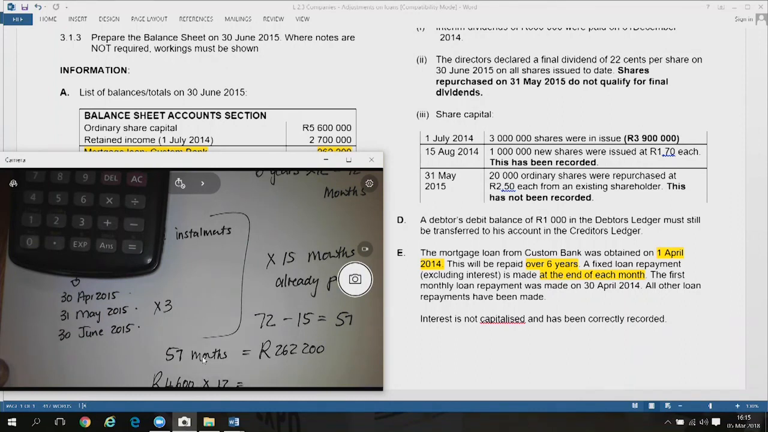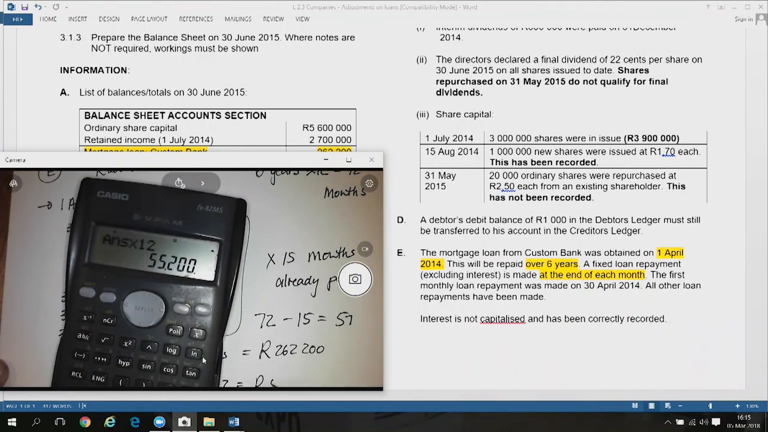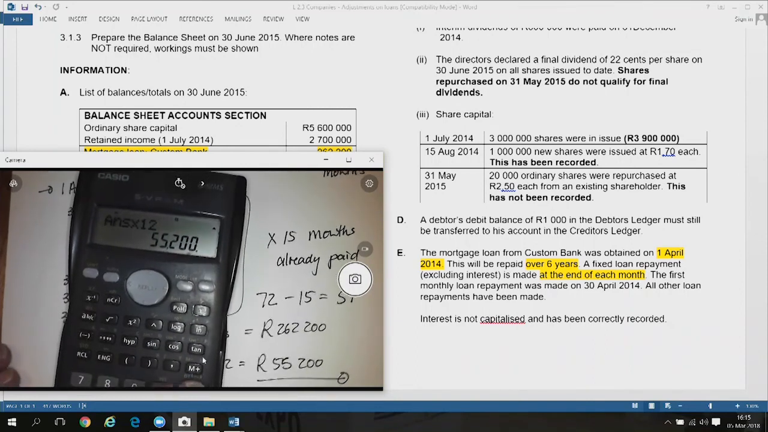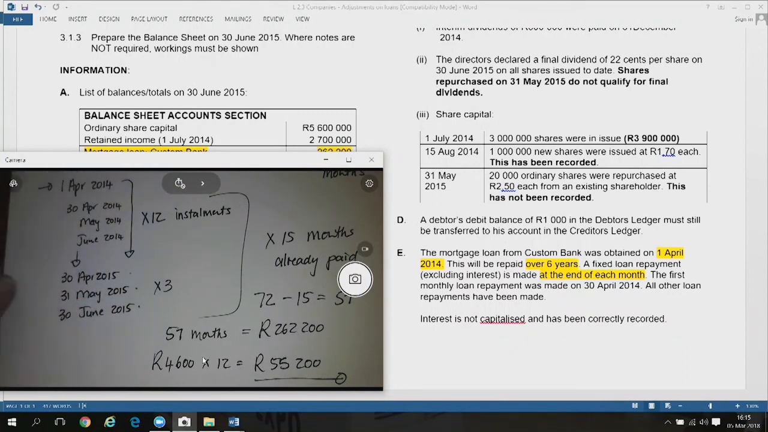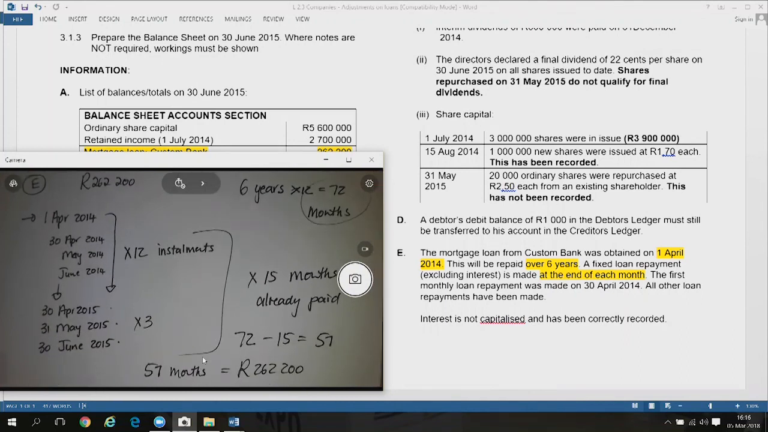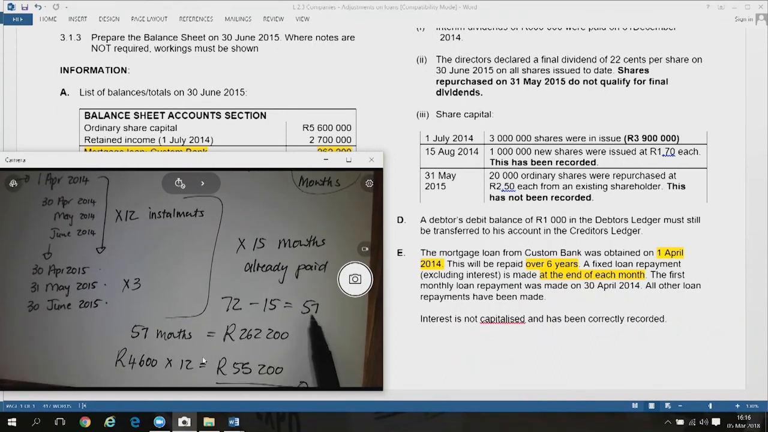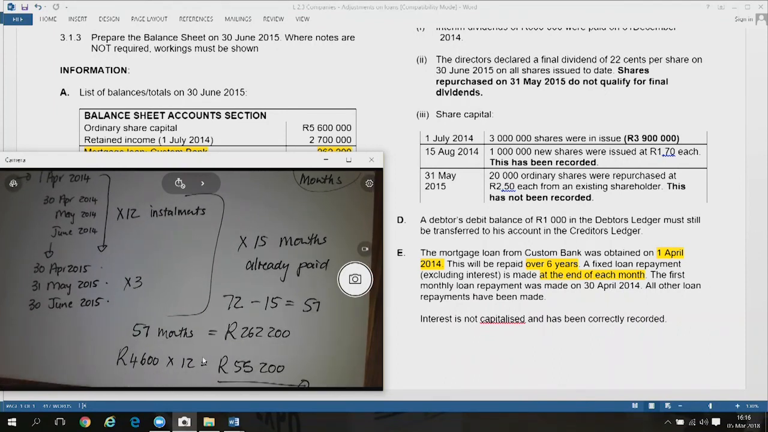What are we busy doing? What do they want us to calculate? They want us to calculate the short-term loan for the next year. Number 1, 72 months. Number 2, 15 months was already paid. So there's 57 months left. That gives you 4,600 Rand per month times 12 months, because remember, they want us to calculate the amount that is payable within the next year for a short-term loan.